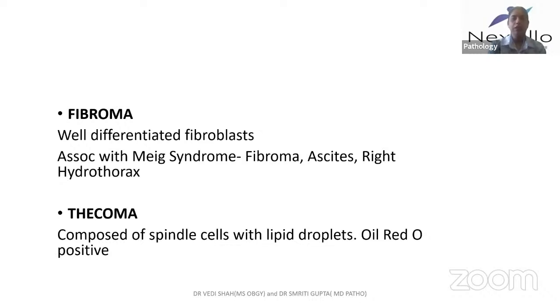Then we come to a thecoma. What is a thecoma? They are also spindle cells, but as opposed to normal looking fibroblasts, these have clear droplets inside them, which are lipid droplets. And as we know, oil red O is what stains fat or lipids. So these kind of tumors are oil red O positive.